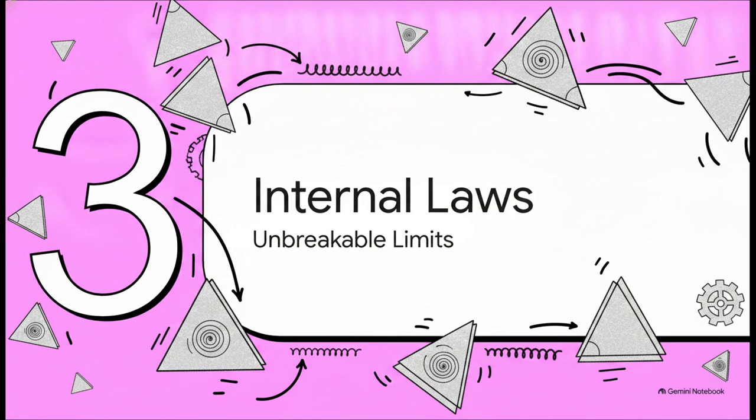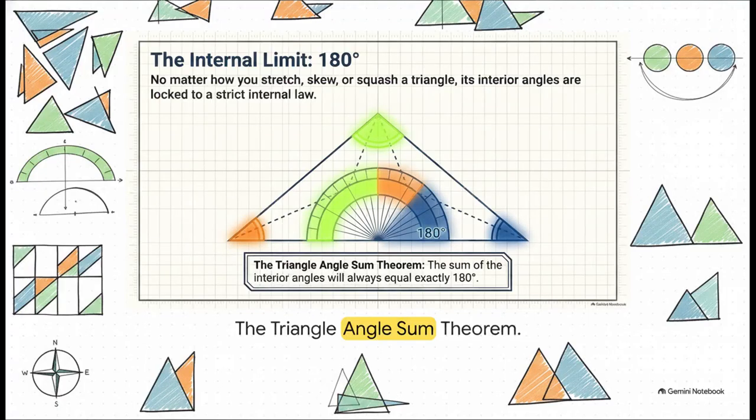Section 3. Internal laws and limits. We've seen the outside, we've classified the species, but now we have to discover the unbreakable physics of our guide. Behold the ultimate internal limit, the triangle angle sum theorem. No matter how wildly you stretch, skew, or squash this shape, its interior angles are locked to a strict internal law. They will absolutely, invariably, always add up to exactly 180 degrees. Seriously, if you take those 3 colored corners and line them up perfectly along a protractor, they will form a flat 180-degree line every single time.